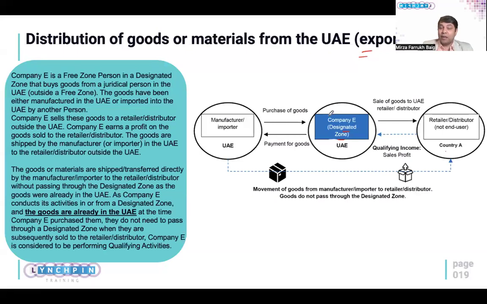So in this case, very important thing to understand, when I purchase the goods from somebody in the UAE, and if the goods are already inside the UAE, then the condition of goods entering inside the zone would not be applicable. Okay. So you can see that here goods have not passed through the zone, but still, because the goods were already within the UAE at the time my company purchased them, in that case also, I would still be able to avail this sort of benefit.